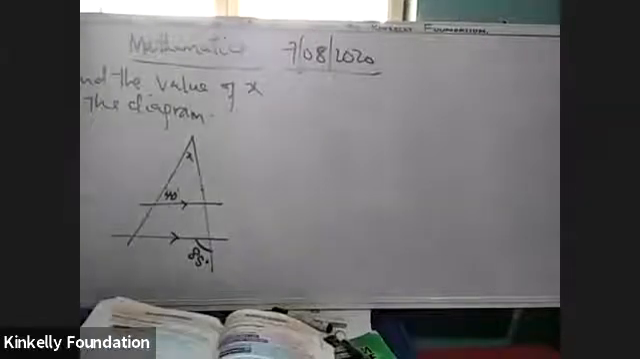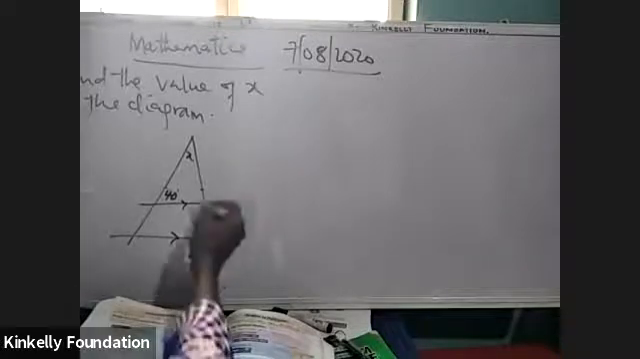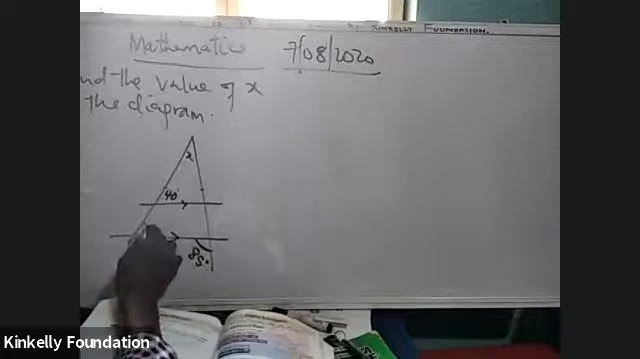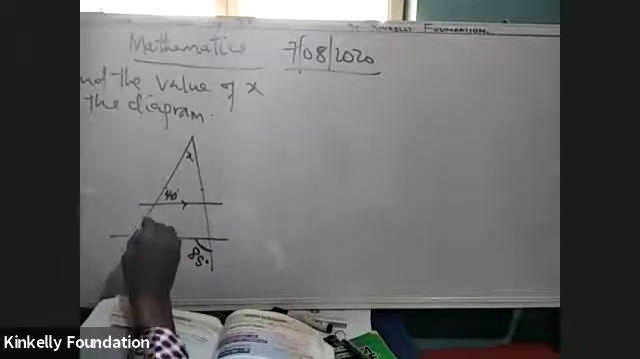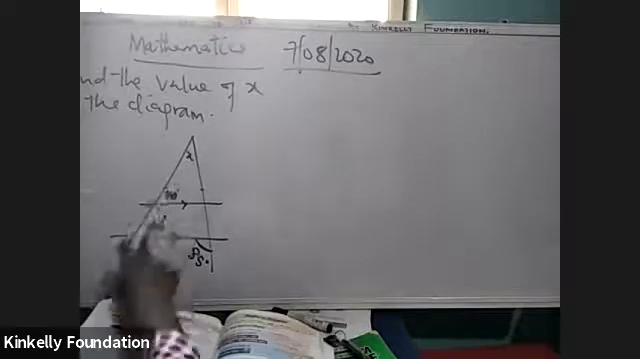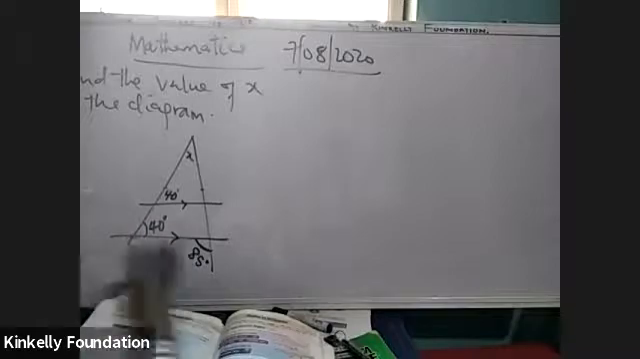We have to find the value of S now. So look at this now. If you check, since these are parallel lines, we now see that here is what? 40 degrees. The reason why it is 40 degrees is because both are corresponding angles, and these are parallel lines.